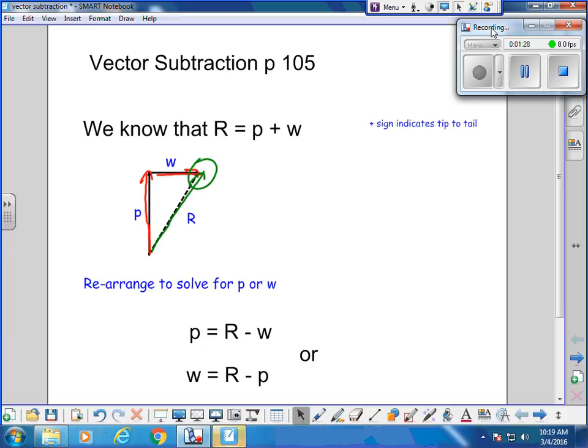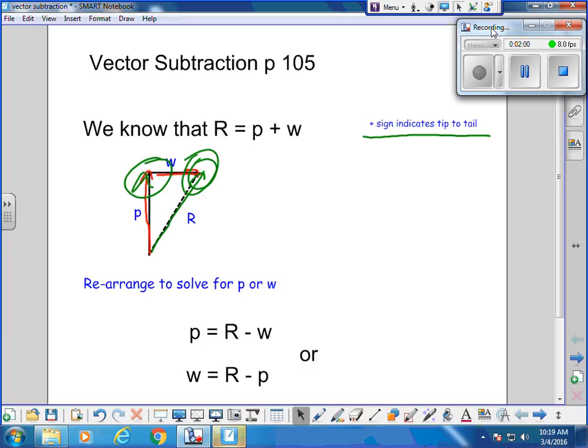Resultant is plane plus wind. And I tell my grade 11s that the plus sign indicates that you arrange the vectors in a tip to tail fashion. Remember, you guys remember that? Tip to tail, right? So there's the tip of the first one, and there's the tail of the next one. And there's always some kid that says, but Mr. Bennett, these aren't tip to tail here. Are they supposed to be? No. It's the ones that you are adding that are tip to tail.